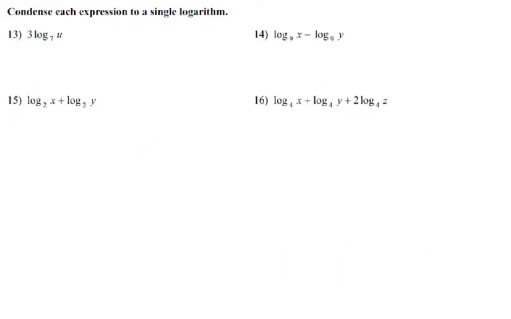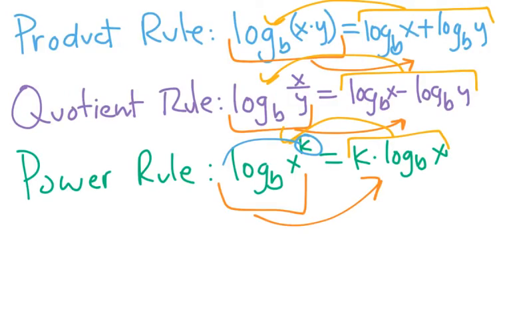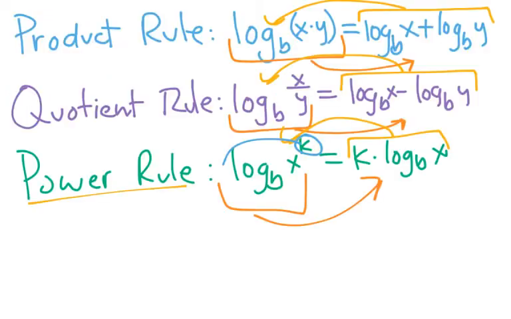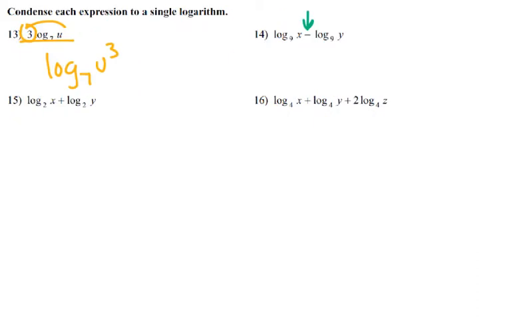So when we're condensing, we do the opposite. Okay, notice this one, we've got the 3 out front, so that's our power rule. So we're going to bump it up there and have log base 7 of u cubed. And that's all we do. Okay, in 14, notice we have the minus here, so we bump it back to division. So log base 9 of x divided by y. The first one is always on top, second one on the bottom. And that's as far as we can go.